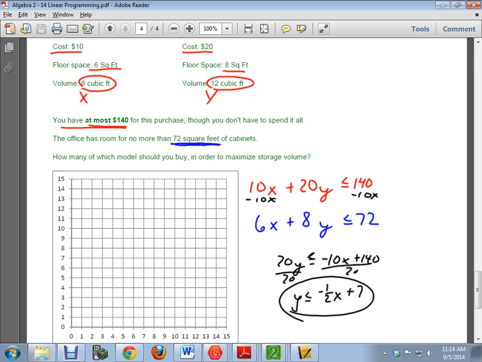We will start at a positive 7, and we will go down 1 and over 2. And we want to make sure that we do this nice and accurate because we're going to be graphing two lines on this graph, and we want to make sure that we have them nice and straight so we can see the intersection points. Here is my first graph.